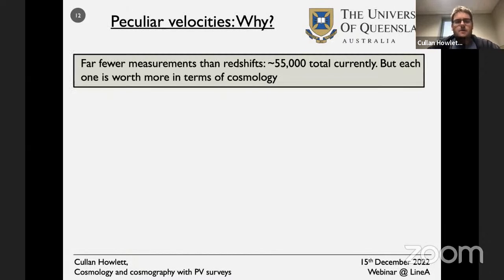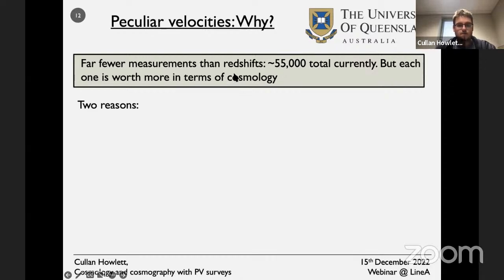Okay, so why are peculiar velocities useful for this? Typically, we have way fewer peculiar velocities than we do redshifts. I'm not even sure how many redshifts we currently have. It's almost certainly in the tens of millions now with current data sets. But if you compare that to peculiar velocities, we only have about 55,000 current peculiar velocity measurements. So in terms of pure numbers, it may seem like this is a completely useless endeavor. But actually, each one is worth far more in terms of cosmology.